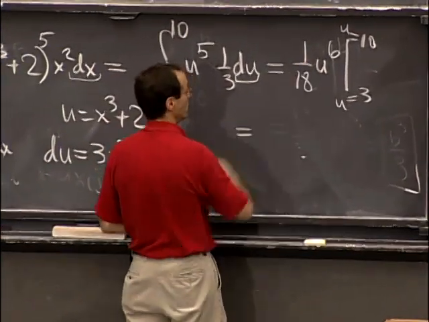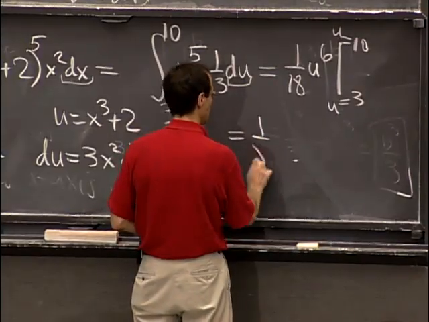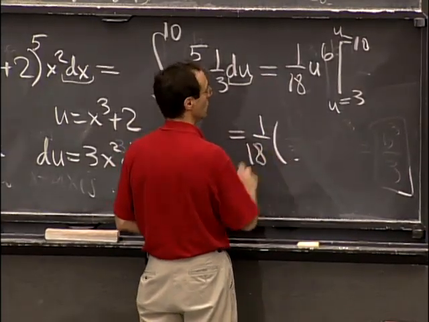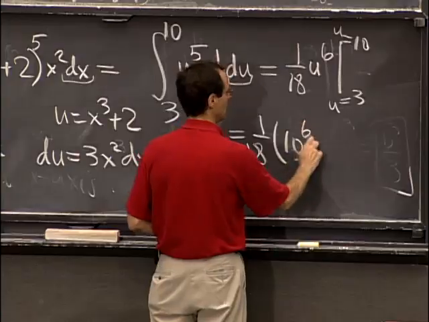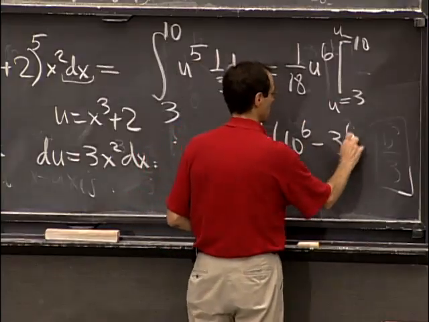And so here we go. It's 1/18 times some ridiculous number, which I won't calculate, 10 to the 6th minus 3 to the 6th. All right.